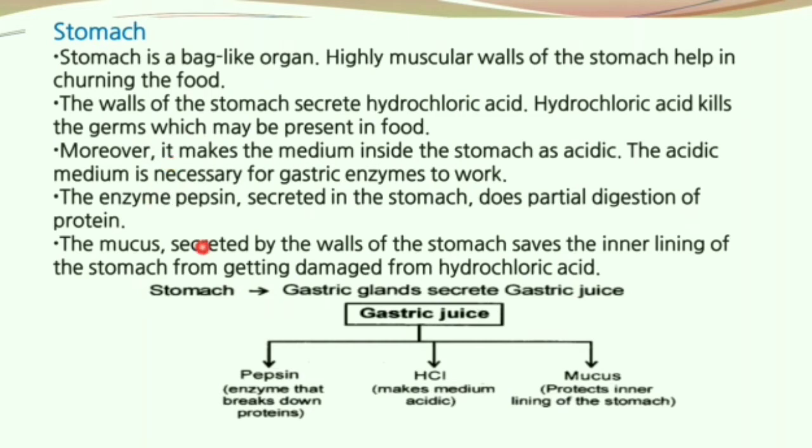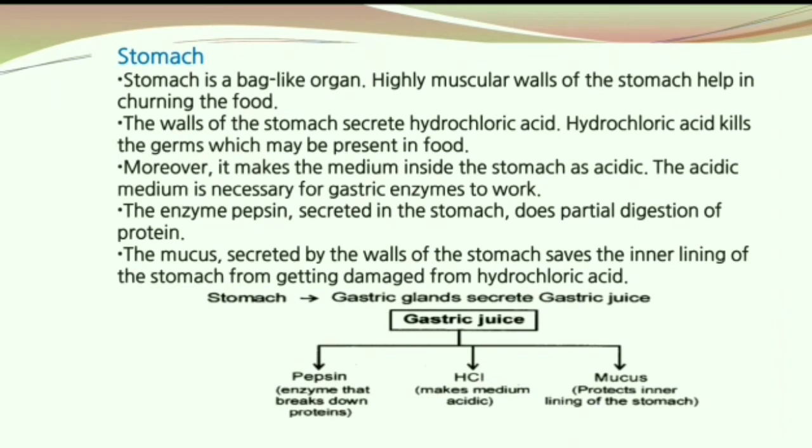The enzyme pepsin secreted in the stomach does partial digestion of protein. The mucus secreted by the walls of the stomach saves the inner lining of the stomach from getting damaged by the hydrochloric acid. The stomach is a bag-like organ. It has highly muscular walls. It secretes 3 enzymes. The walls of the stomach secrete hydrochloric acid.